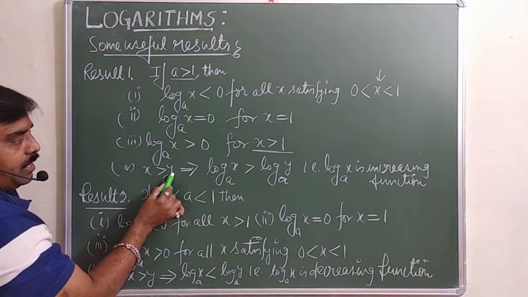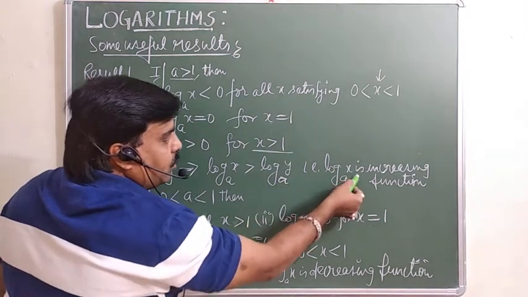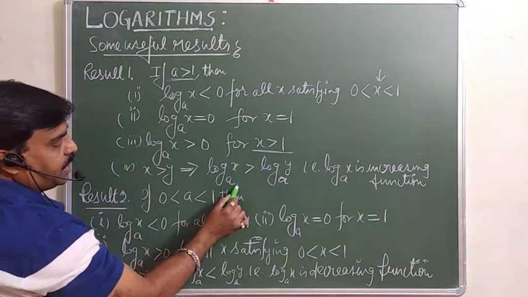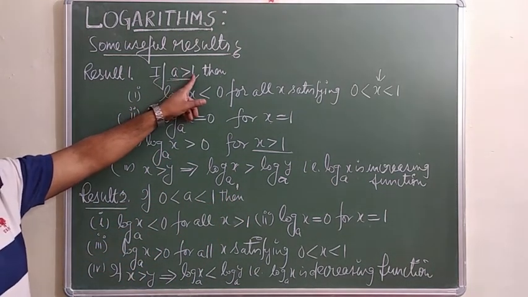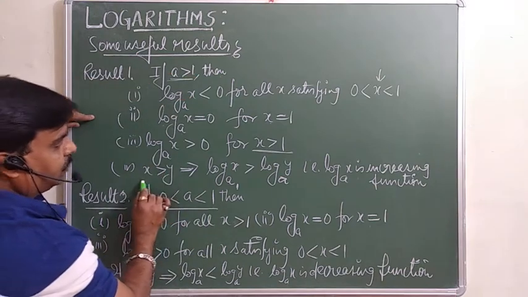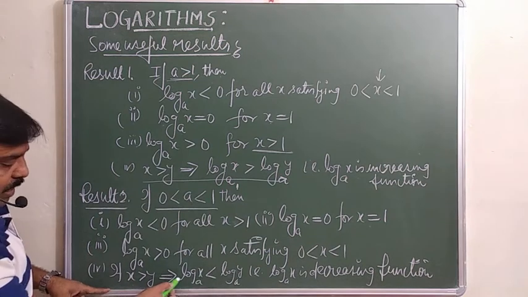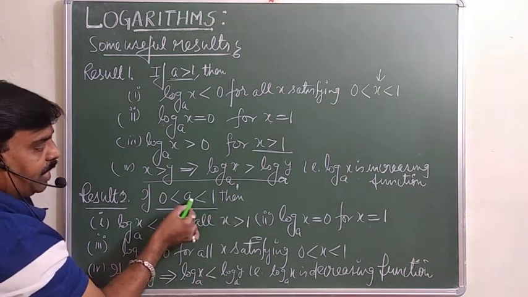If x is greater than y, then log x at base a will be greater than log y at base a, because log x base a is an increasing function. But the condition is that a is greater than 1. If a becomes less than 1, then under this same condition, x greater than y, it becomes less than. Look here: log x is less than log y at the base a, if a is less than 1.